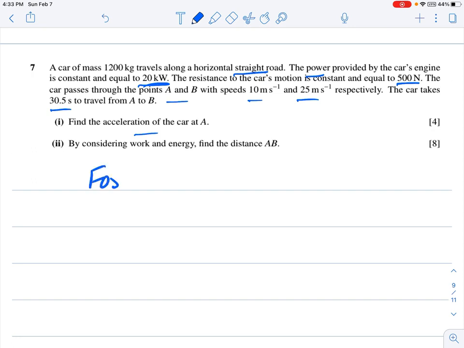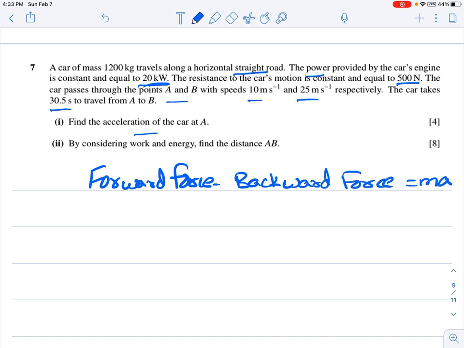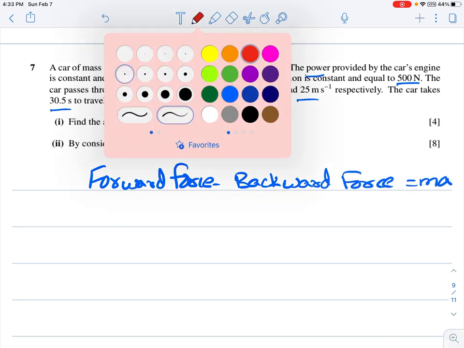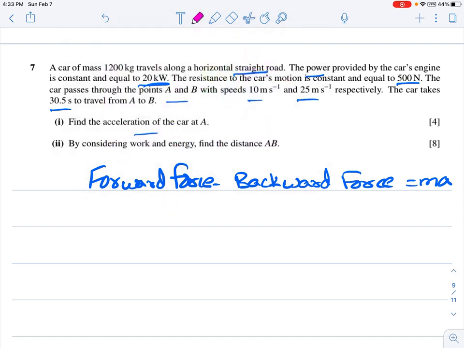Our standard formula: forward force minus backward force is equal to ma. As simple as that. Four questions in M1 are based upon this simple formula. Because this question is based on power, what am I going to do? Whenever I have a power question, my forward force is because of the car's engine.